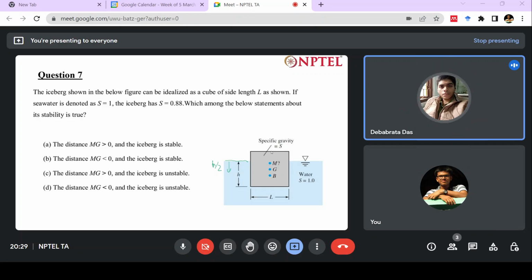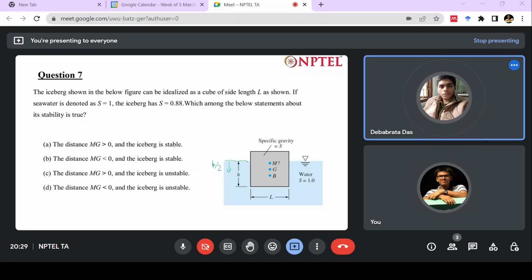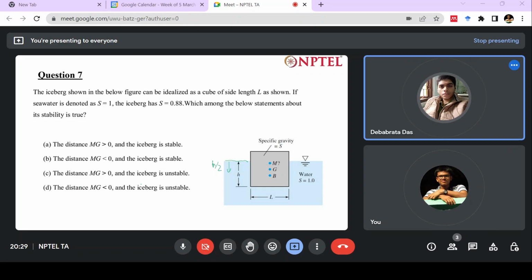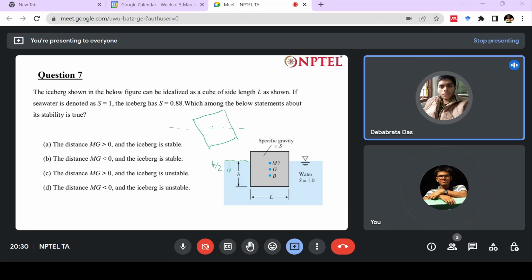So which of the following statements are true? If the distance MG is greater than 0, then the iceberg is stable. MG is less than 0, iceberg is stable. MG is greater than 0, iceberg unstable. And MG less than 0, iceberg unstable. So there are four options. Let's first see what happens if it tilts slightly. There are two forces acting on this: one is at G, one is at B.